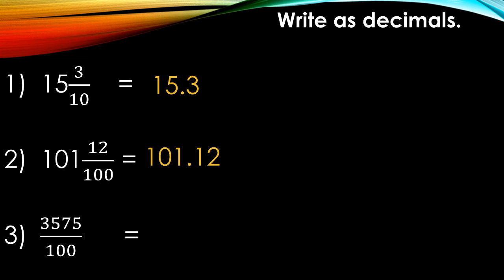Question number 3. 3575 upon 100. See, in this question, how many zeros in the denominator? Yes, 2. So in the numerator, count 2 digits from the right and put the decimal. So the answer is 35.75.